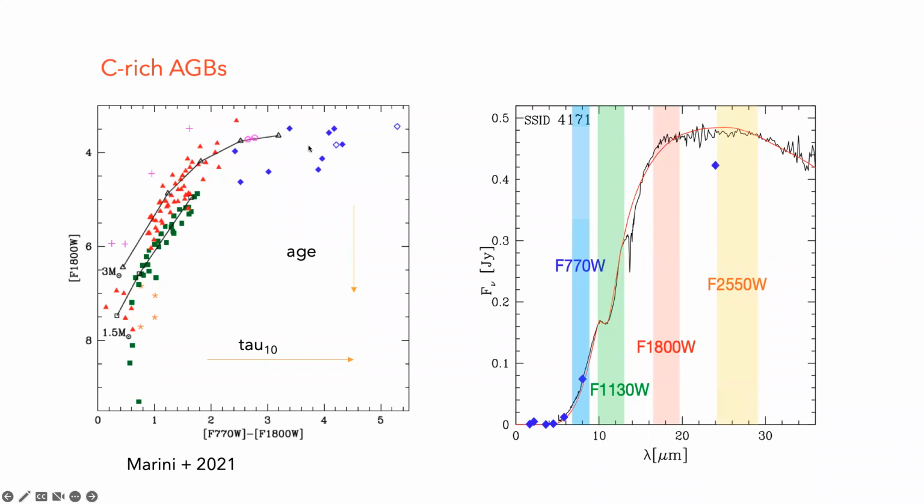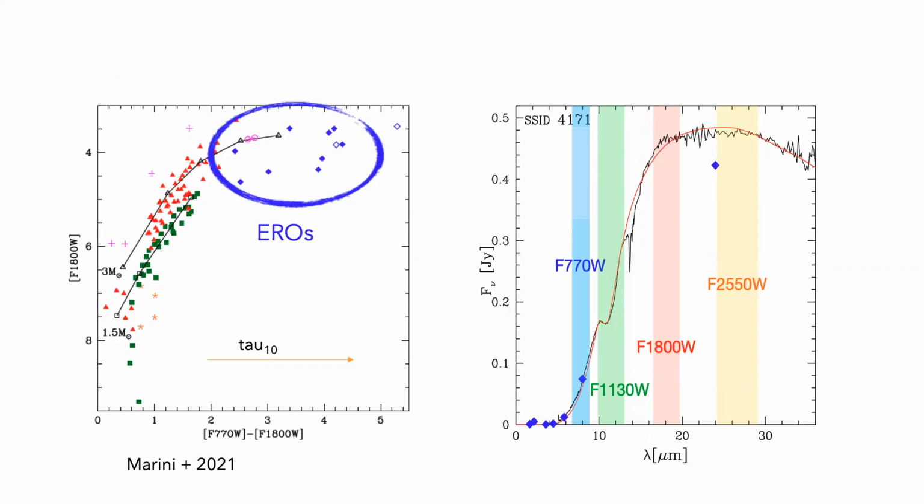What really challenged us in this work were these stars. These were identified already in the past. They were well known in the AGB community. They are the so-called extremely red objects, because they are really enshrouded by carbon dust.